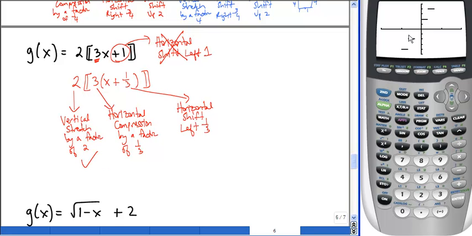Horizontal compression by a factor of a third, that looks right as well, because normally the steps should have a width of 1, so it would go from the origin all the way to this little tick mark. But now you can see that these little steps are about 1/3 in length than what they used to be. So it looks like we've done that correctly as well.